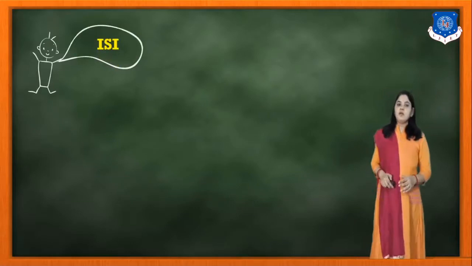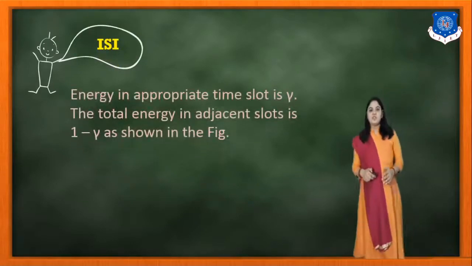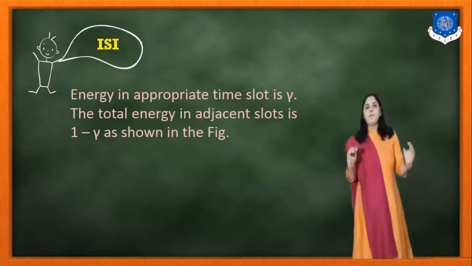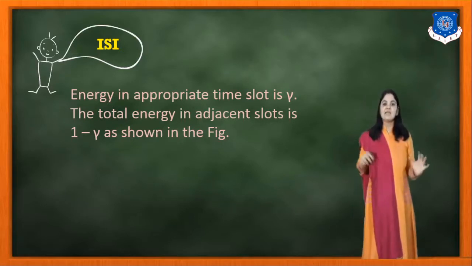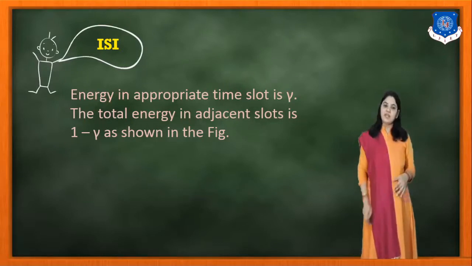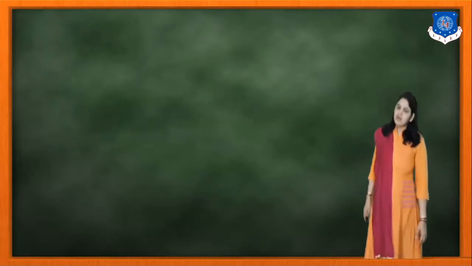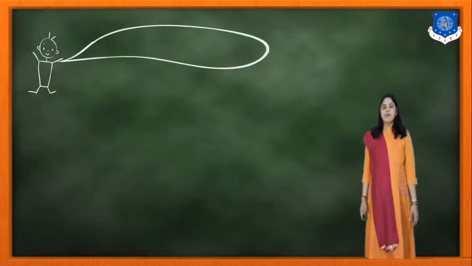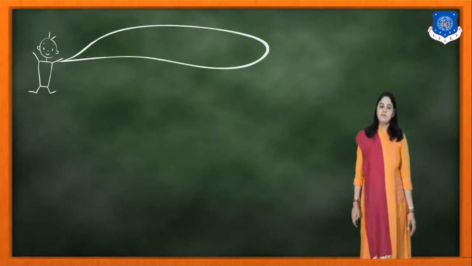So for inter-symbol interference, the energy which will be in the appropriate time slot, we have seen, is gamma. So the total energy in the adjacent time slot would be 1 minus gamma. That much energy can be spread into the nearby time slot.